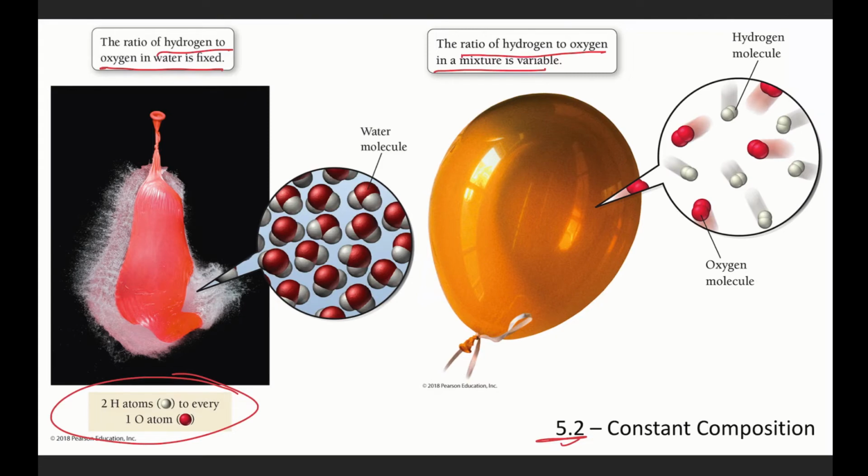Because it's H2O. Whereas if we were to have a mixture, the whole point of a mixture is that the composition is variable. The ratio of hydrogen to oxygen varies depending on how the mixture is composed, which means that the properties also vary depending on the mixture, which means that it's always going to behave differently depending on how you set that up, okay?